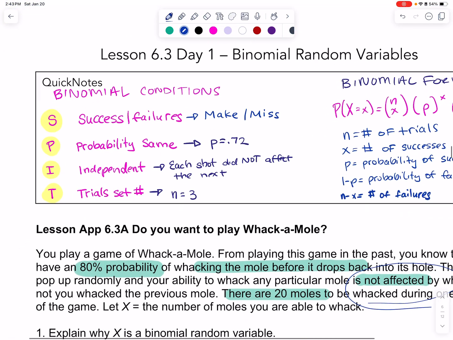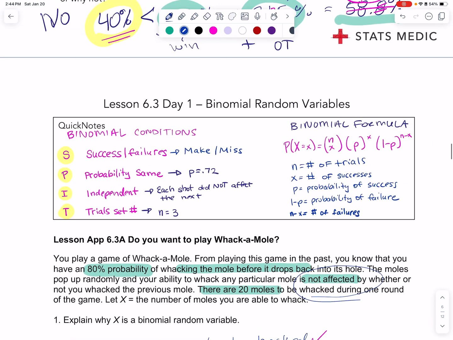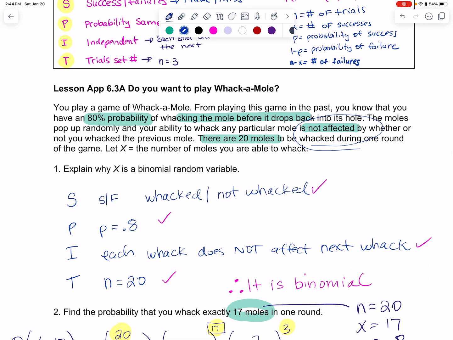All right, go ahead and do the whack-a-mole and let's go over the answers. Is this a binomial random variable? Again, you can put my video on pause and then come back to it. And yes, it is, because success or failure, whacked or not whacked. It says it's an 80% probability, and it's for every single time. It didn't change. And each whack does not affect the next whack. And there are 20 opportunities to whack a mole. So yes, it is binomial.